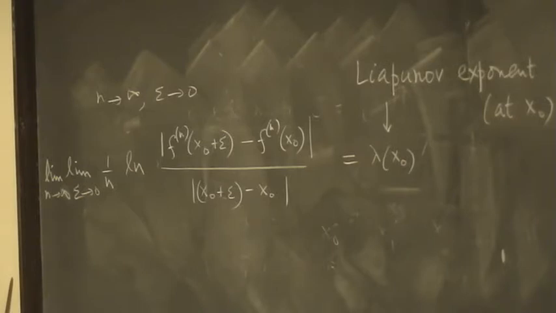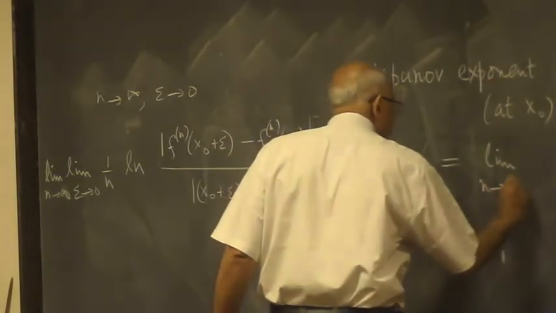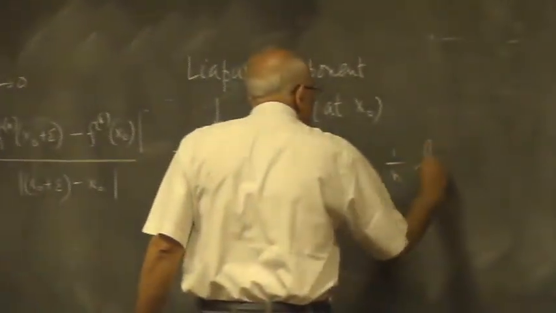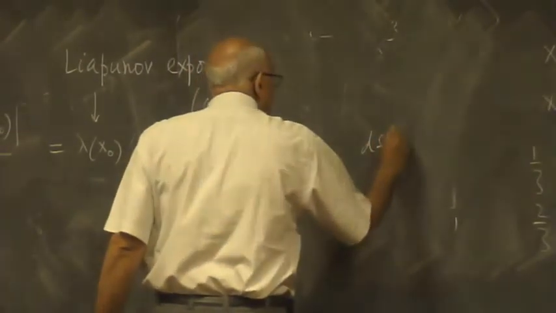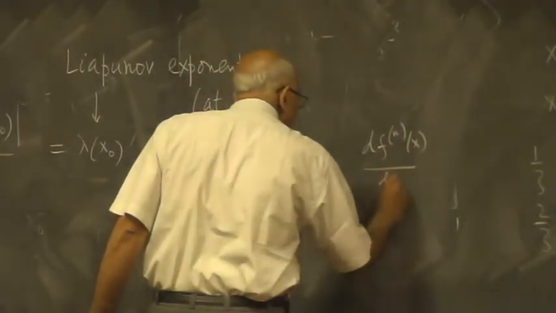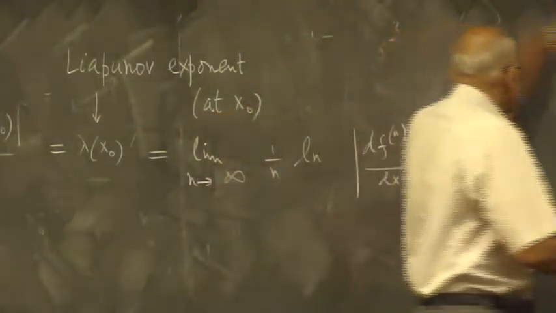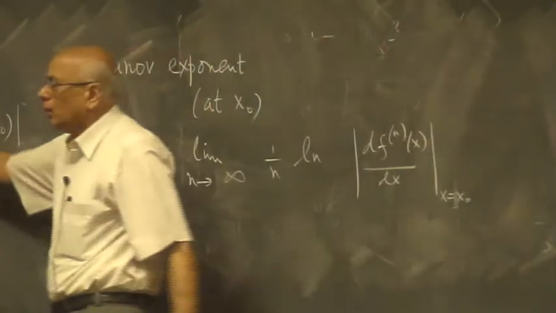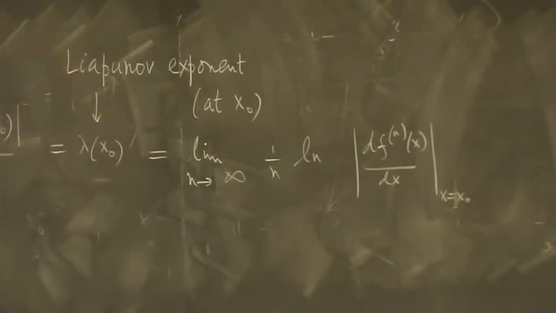But what does that tell you? What's this equal to? Because now we have a very simple formula based on calculus. This is equal to, by definition, limit n tends to infinity of 1 over n log of the modulus of the derivative dfn of x over dx at the point x equal to x0. Isn't it? By definition. This is some function of x0. It's f_n of x0 plus epsilon minus this, divided by epsilon, modulus. Take the limit epsilon goes to 0.